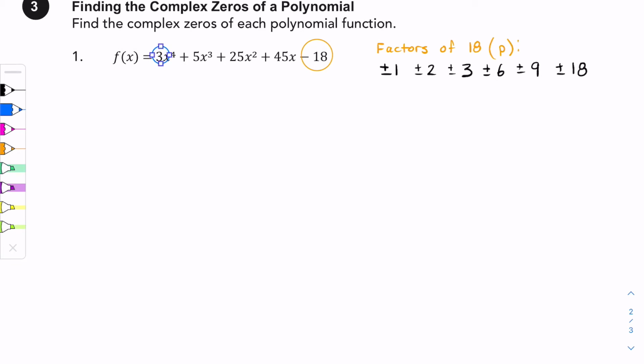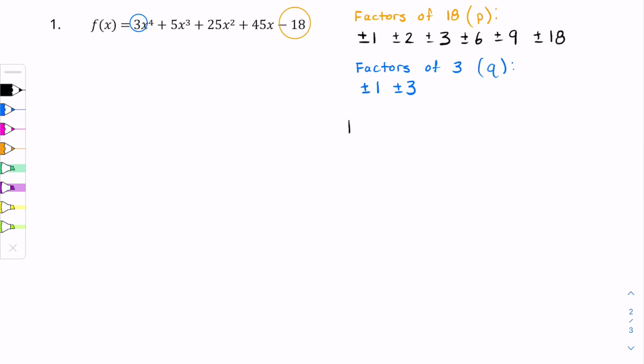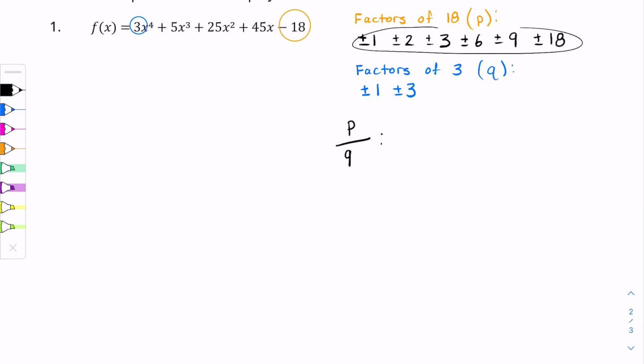Next, we'll look at our Q value, which is 3. Three has two factors, 1 and itself, so 1 and 3. If we list our P and Q value, we would have all of these numbers over the value of 1. So I'm just going to skip writing that as a fraction. That's a lot of work for the same exact answer. And I'm just going to relist plus or minus 1, plus or minus 2, plus or minus 3, plus or minus 6, plus or minus 9, plus or minus 18.